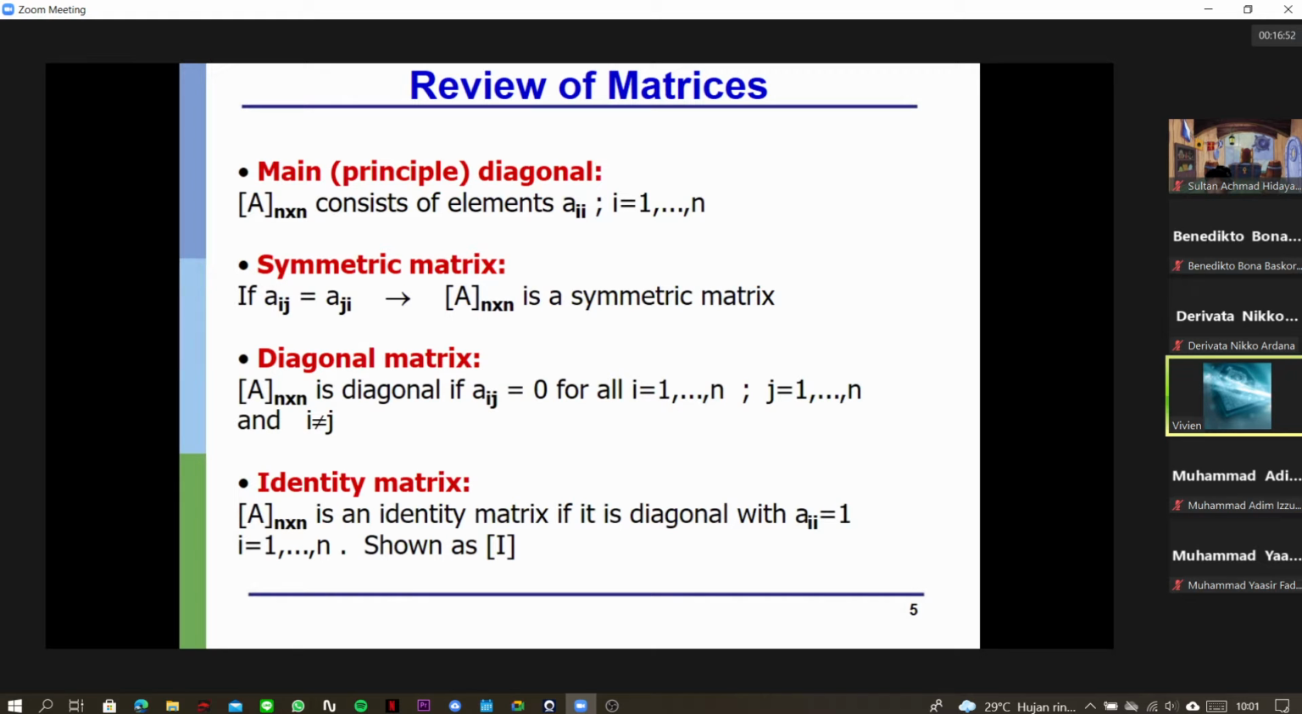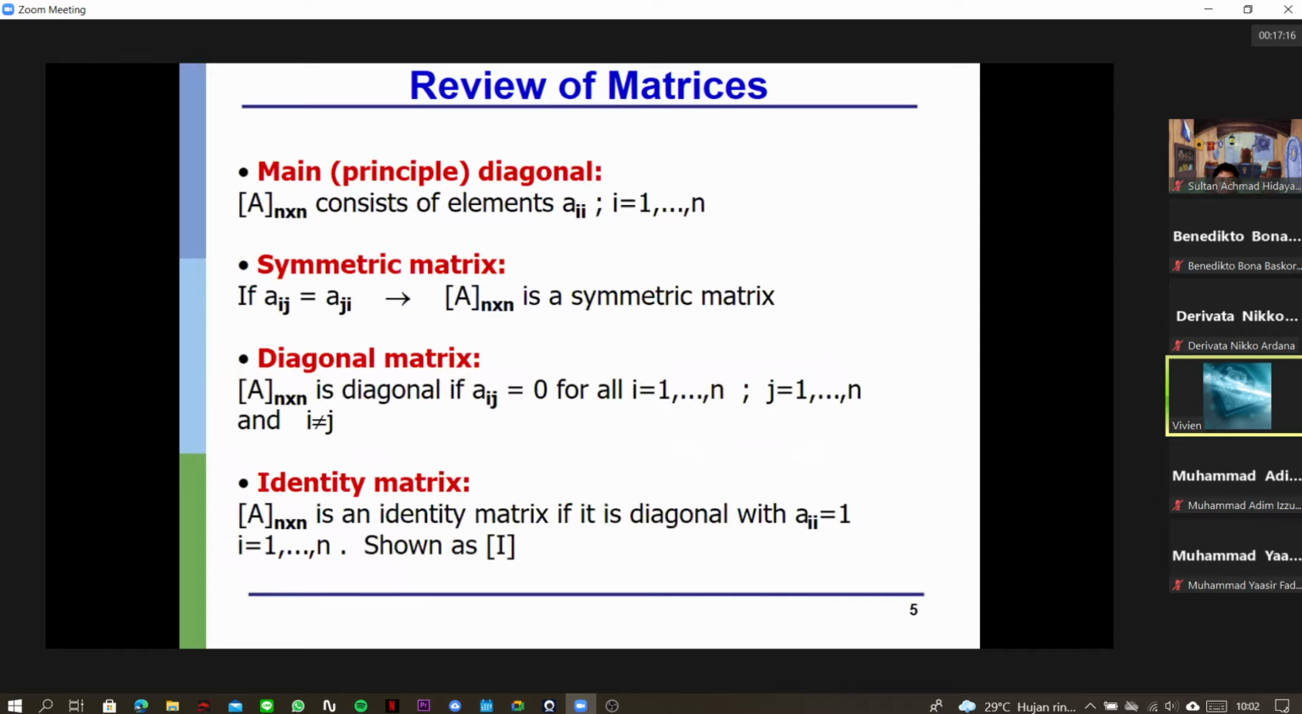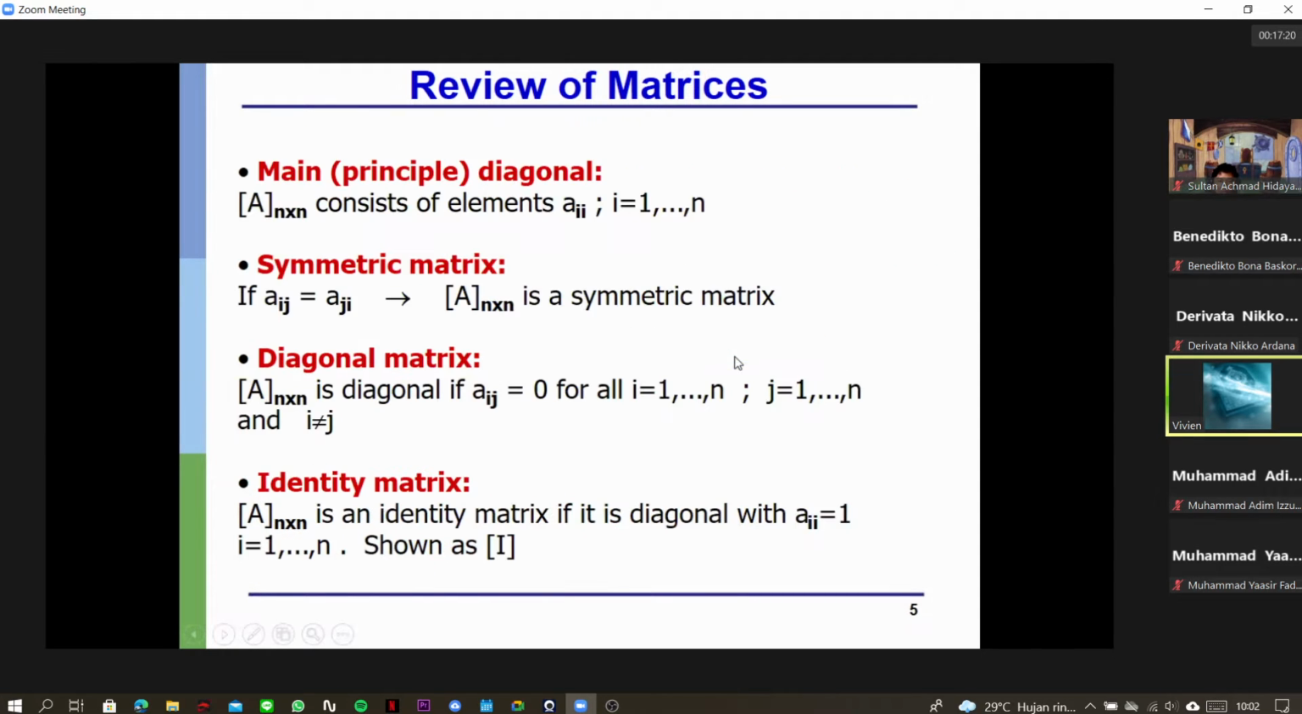And also we have the term of main or principal diagonal. So this is the diagonal element that fills the matrix. So say we have here, so what is the main or principal diagonal? It will be the diagonal element here. So this is called the main or principal diagonal. This is the diagonal element.